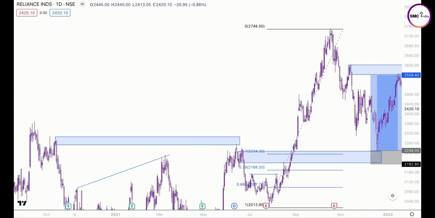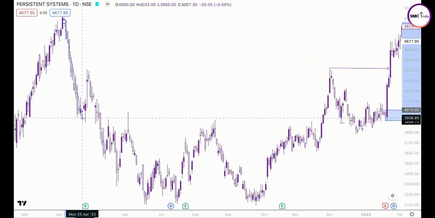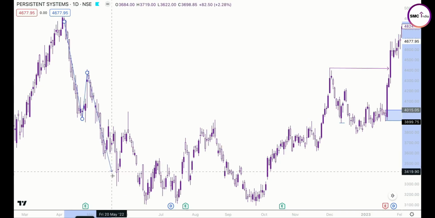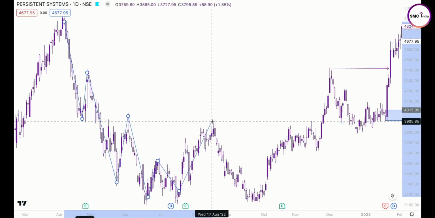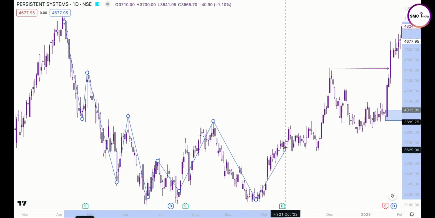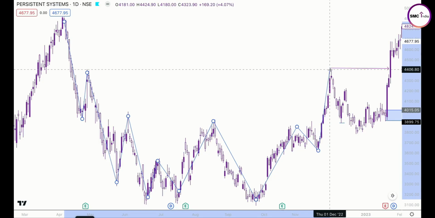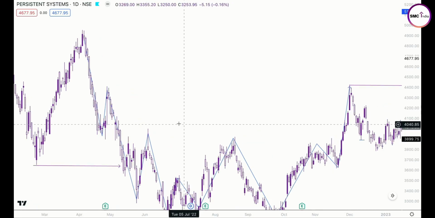Coming on to the next example, that is persistent system. What you see is that the price comes down, comes up, comes down, comes up, comes down, comes up to this supply zone, moves down, comes up, moves down, and what happens next is that it causes change of character towards the upside. So you see that it breaks this major low, confirming that yes, this is a valid bearish market.